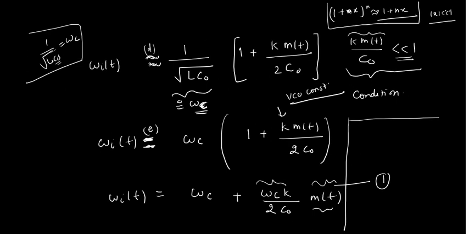And if you remember, I told you when no input is provided, the capacitor was this, right? So this is called the free running frequency of the oscillator. When no input was provided, the capacitance is C naught. So the free running frequency will be 1 upon root L C naught. So the free running frequency of the oscillator VCO is omega C, and the instantaneous frequency can be written like this: omega C times 1 plus K m(t) by 2 C naught, which we can also write like this. I have just taken this omega C inside, and we can write the instantaneous oscillation frequency like this.